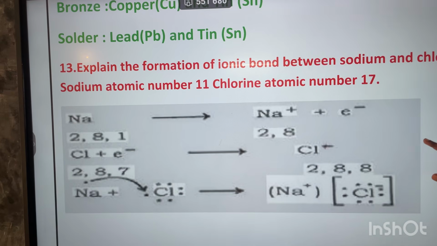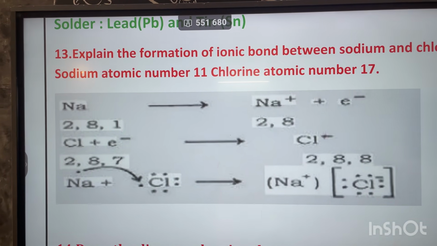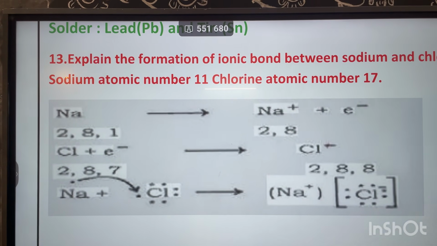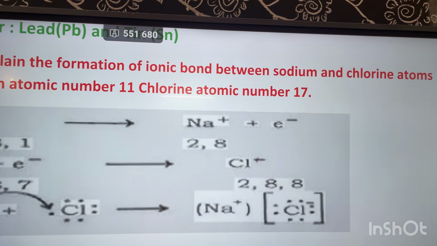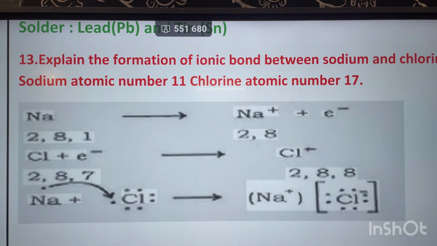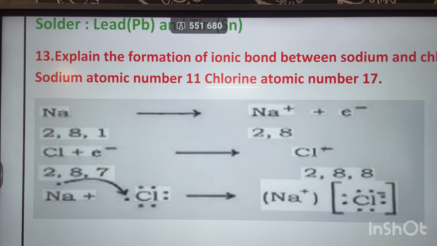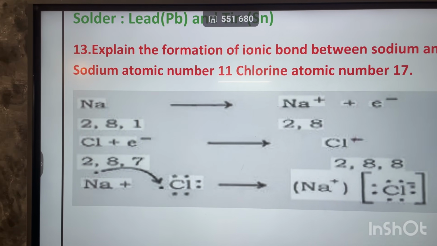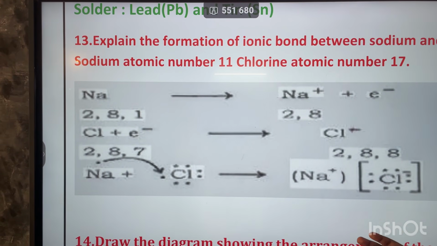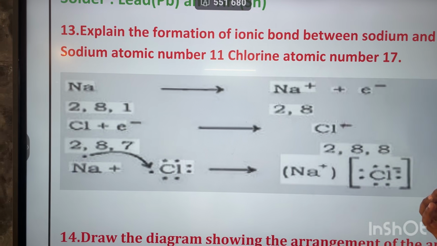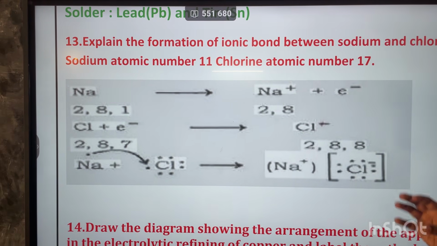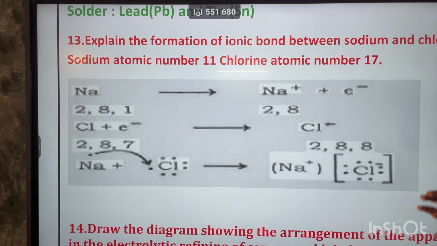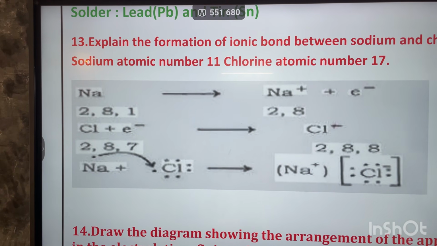Next question, most important question, the 13th question. Explain the formation of the ionic bond between sodium and chlorine atoms. Sodium atomic number is 11, chlorine atomic number is 17. Sodium is donating the electron, chlorine is accepting the electron. This is the formation of sodium chloride. This is important for the examination. Magnesium chloride is also asked in the examination.